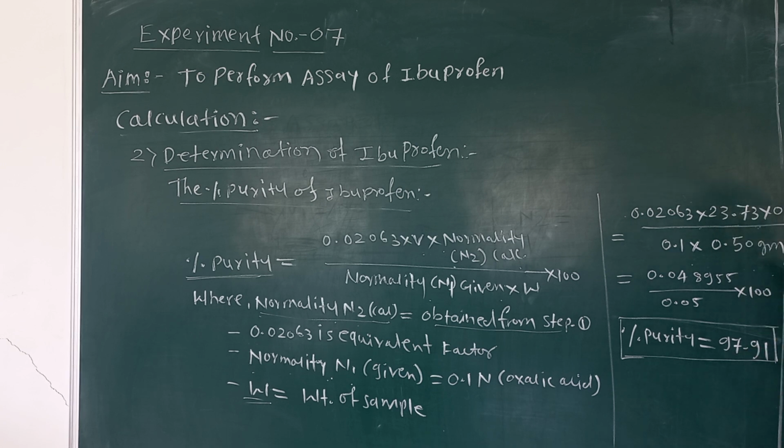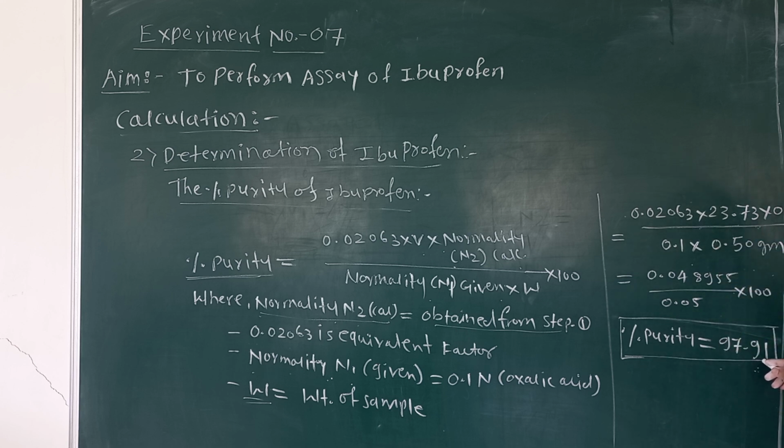Okay, so if you solve this equation, we get 0.048955 divided by 0.05 × 100. If you solve this second step, we get the percentage purity of 97.91. So 97.91 percent purity is found for this ibuprofen tablet. This is our final calculation: the percentage purity of ibuprofen is found to be 97.91.